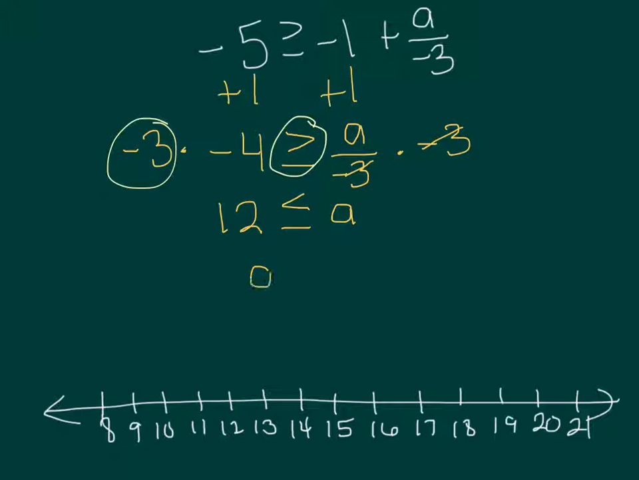And I'm going to flip it back around again so that the a is on the left. Got to remember to flip the sign. So now a is greater than or equal to 12. Again, we've got the equal sign here also, so that means it's going to be a closed circle because 12 is part of our solution. And then a is greater than, which means it's going to go to the right. Once again, you can see the arrows match.